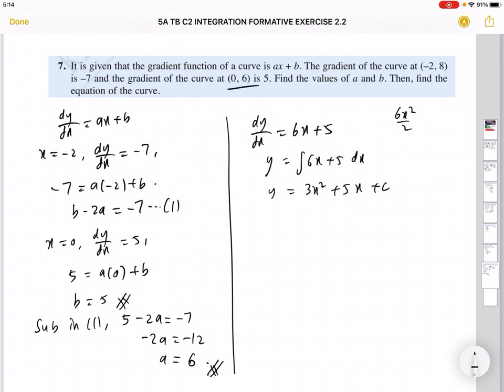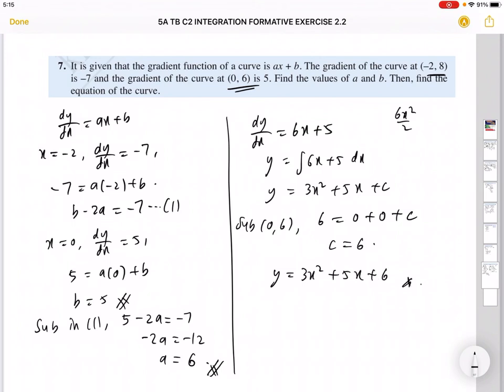And to find the value of c, we have to sub in any point. Between these 2 points, obviously it's easier if you take the one with 0. Your y is 6 when your x is 0. So 0 times anything is still going to be 0. My c is going to be 6. My y is 3x squared plus 5x plus 6. Okay? So that is question number 7. And the last one, question number 8.